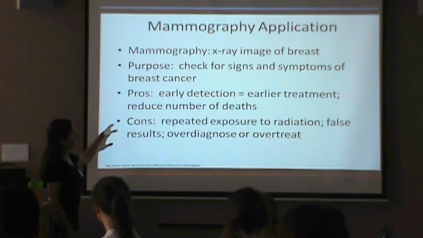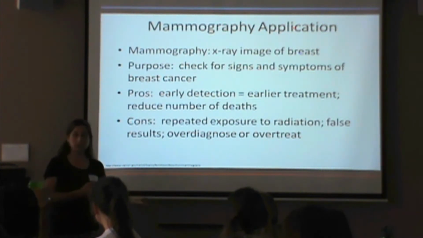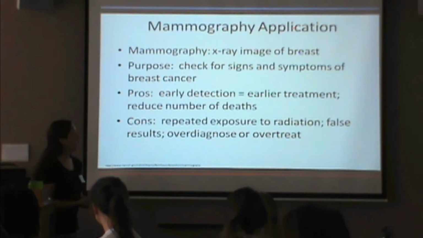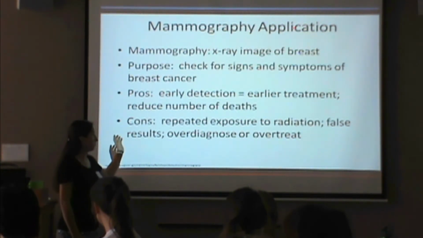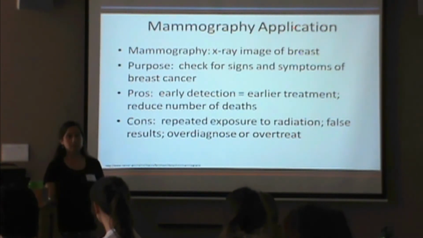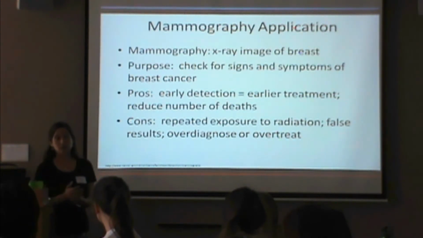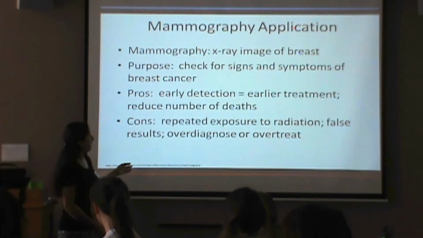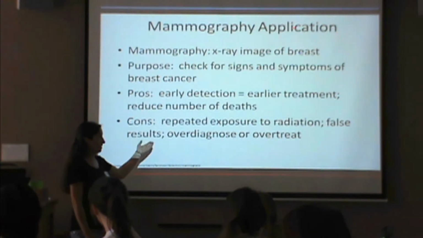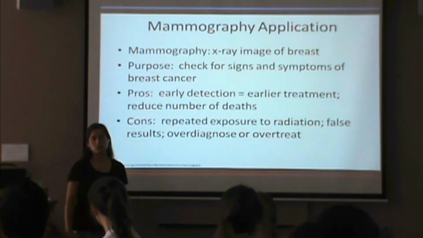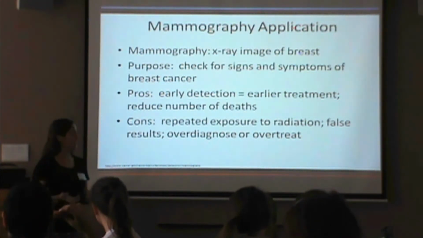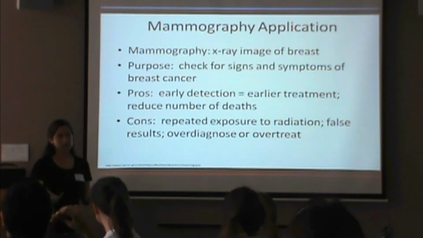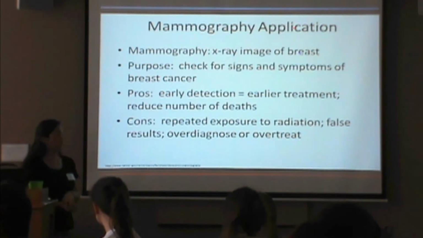Some of the pros of mammography is that early detection does equal earlier treatment, and generally that can be better for the patient and reduce the number of deaths. Some of the cons that we've spoken about before is that you have that repeated exposure to radiation, and this is often why women start mammograms later in their life, simply because of that exposure. You also might have false results, and therefore either overdiagnose or overtreat what's there, which again, if you're overdiagnosing or overtreating it, that continued exposure to radiation is not good for the patient.